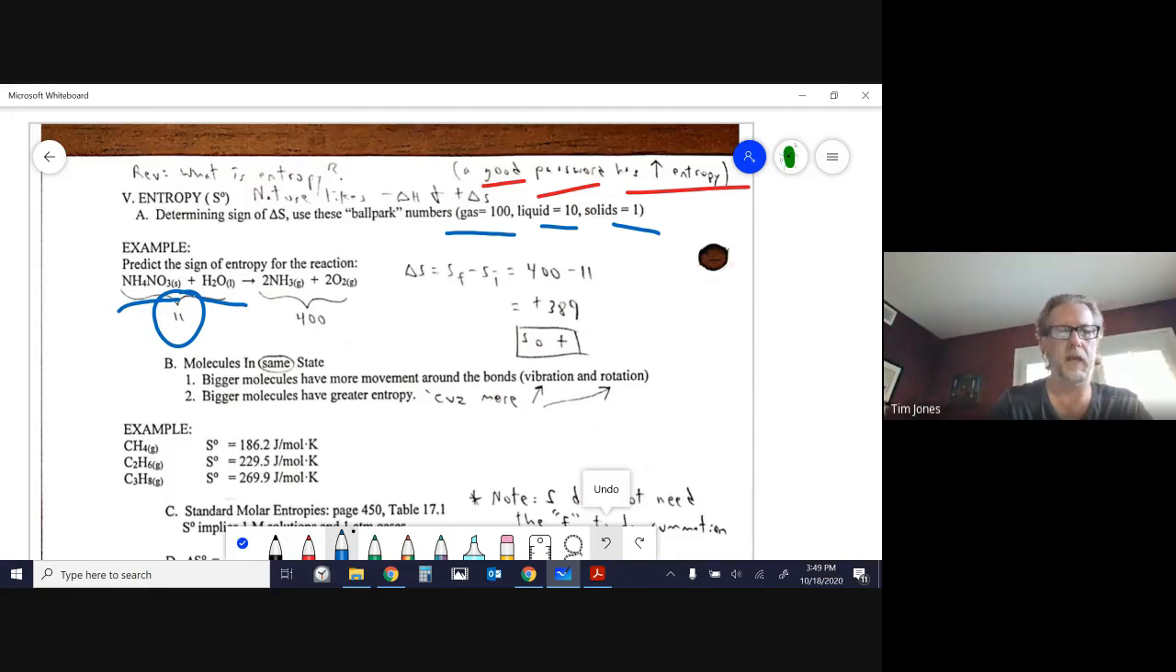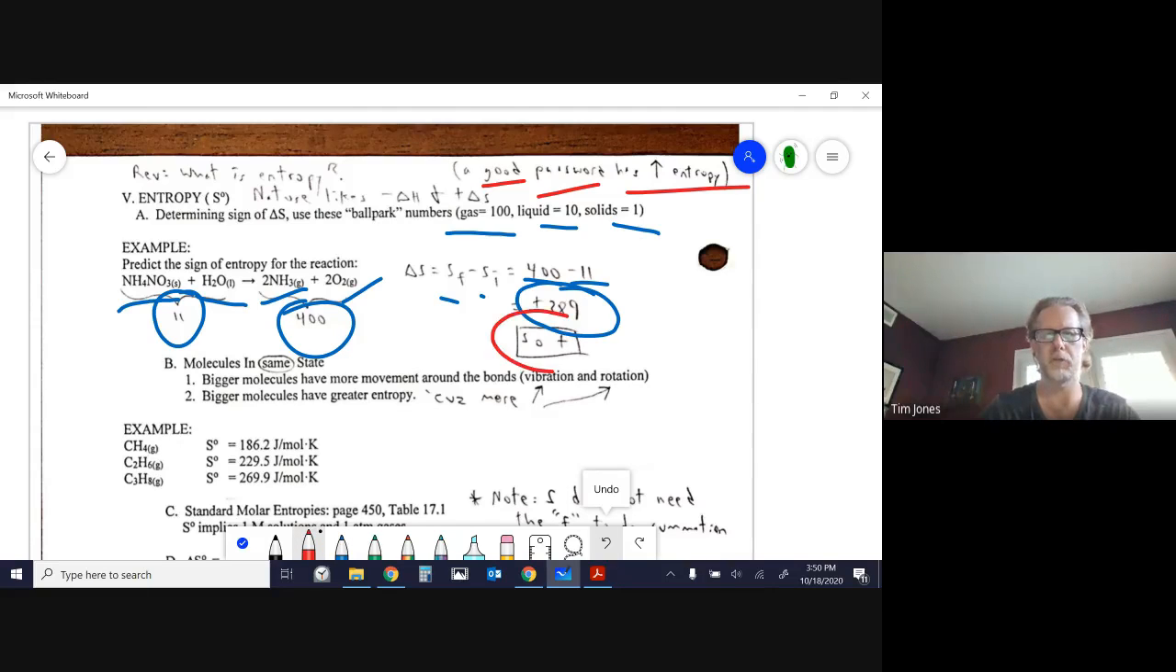Ammonia is a gas, but there's 2 of them. So that's 200. Oxygen's a gas, and there's 2 of them. So that's 200. So that's a total of 400. So the change, final minus initial, would be 400 minus 11, and you get a strong positive result. So this is a positive entropy change. In other words, we are increasing the chaos of this system. And that just makes sense.